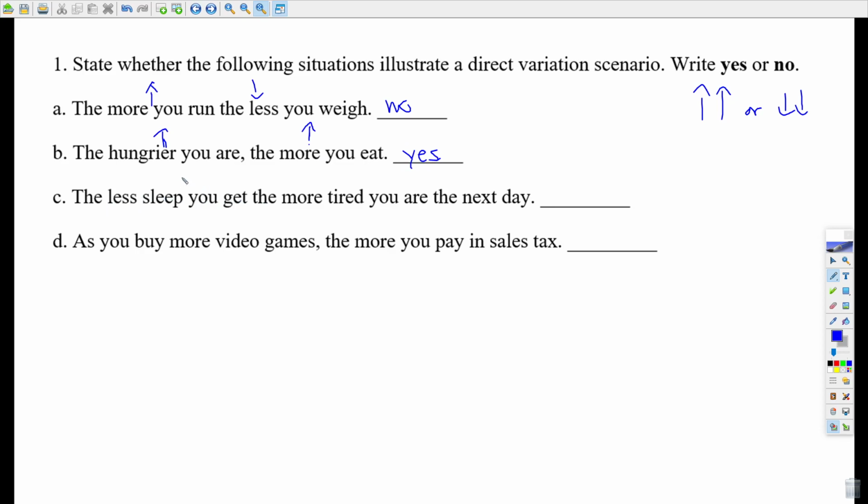The less sleep you get, so if you decrease your sleep, the more tired you are the next day. Increased tiredness. I just like to draw the arrows, so hopefully you can understand if we're going to get one of these double increase or double decrease. You sleep less, you're more tired the next day. That's a no. And lastly, as you buy more video games, if you increase video game buying, the more you pay in sales tax. You're going to increase how much you pay in sales tax. That would be direct because they're both going up. So yes.